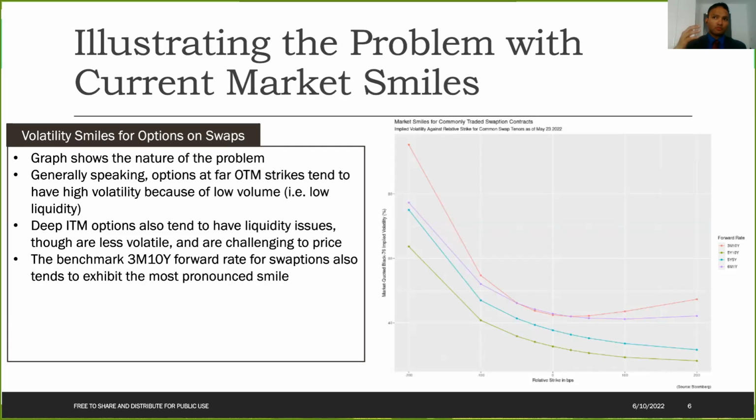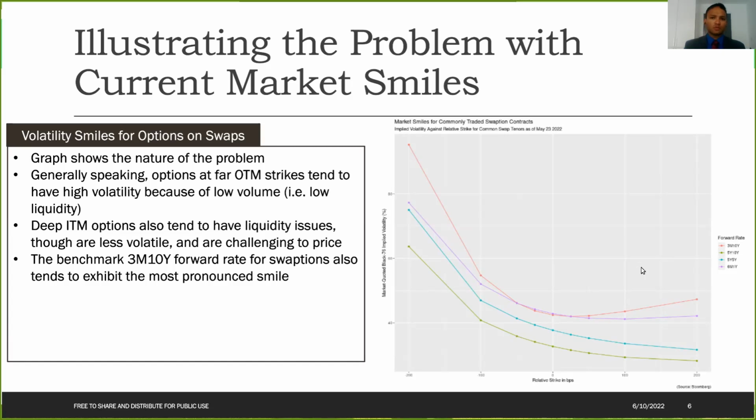Certain products have very pronounced smiles. If you look at the rates market, that's kind of my specialty. I've been working with rates for many years. If you look at smiles observed in the market for swaptions, options on the forward rates for specific swaps.